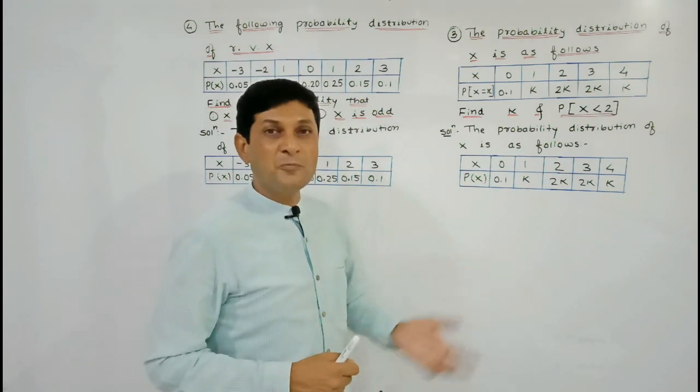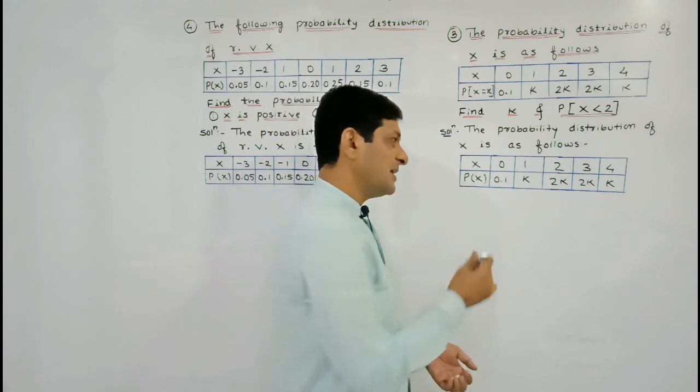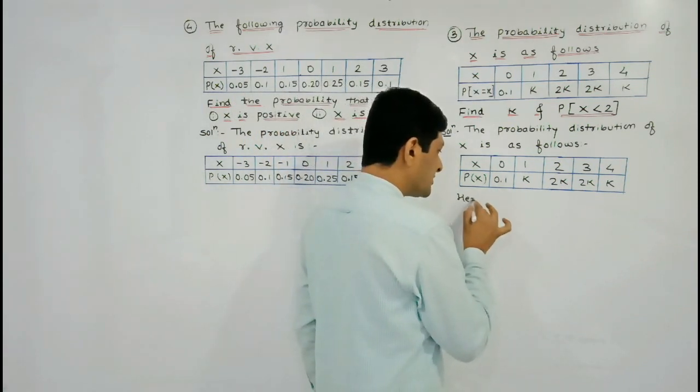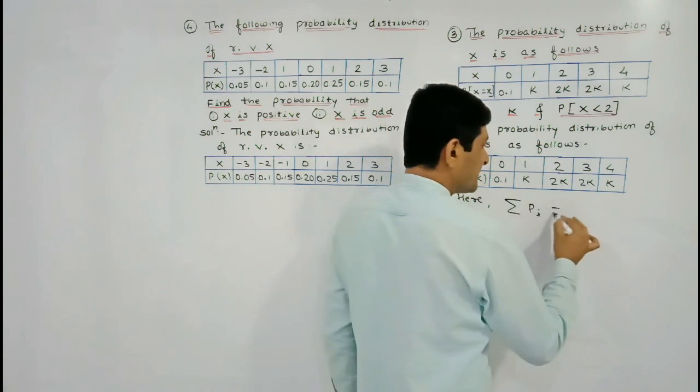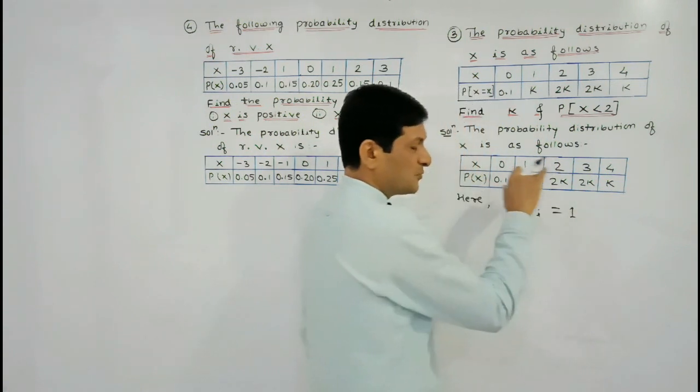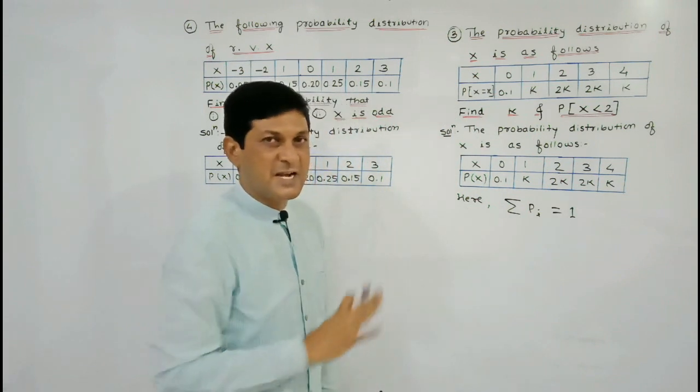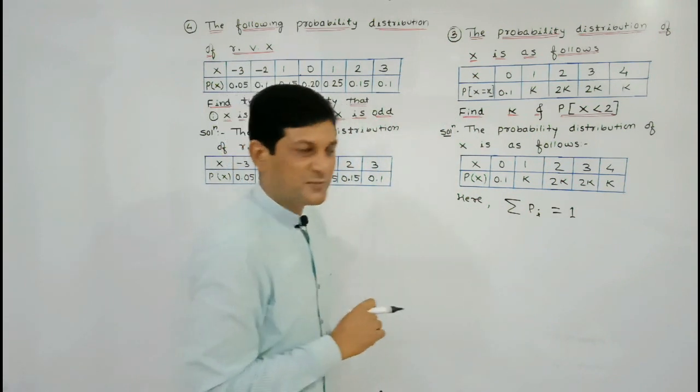Means sum of all probability will be equal to what? 1. So here we can say that sum of all probabilities will be equal to 1, since p of x is a probability distribution, means it satisfies the condition of probability mass function also.